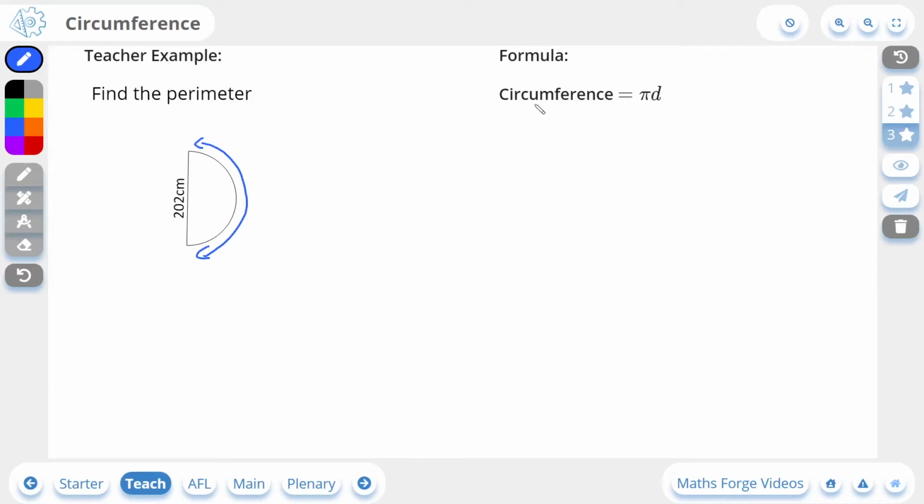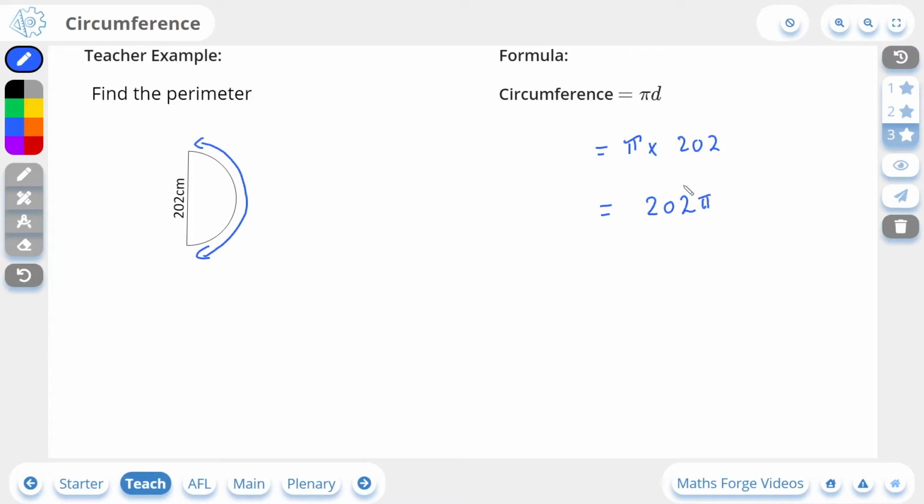But don't forget that the formula for the circumference, pi times d, gives you the circumference of an entire circle. Here we only have a semicircle. So if we actually use this formula, we're not going to get the circumference for this circle directly. We're going to get the circumference for what would have been the full circle. So how can we do this? Well, we first begin by using the circumference formula, and that's going to be pi times the diameter, which in this case is 202. So this gives us 202 pi as the circumference.